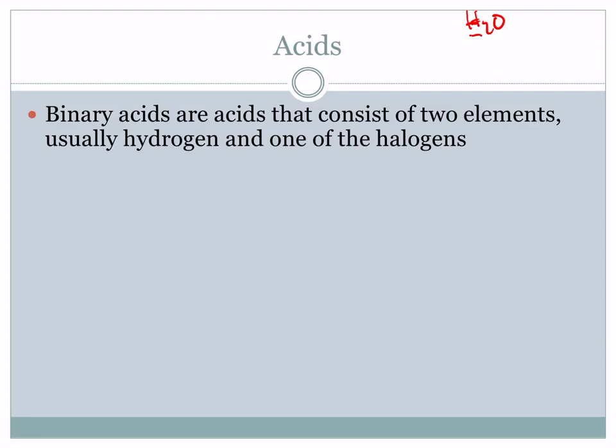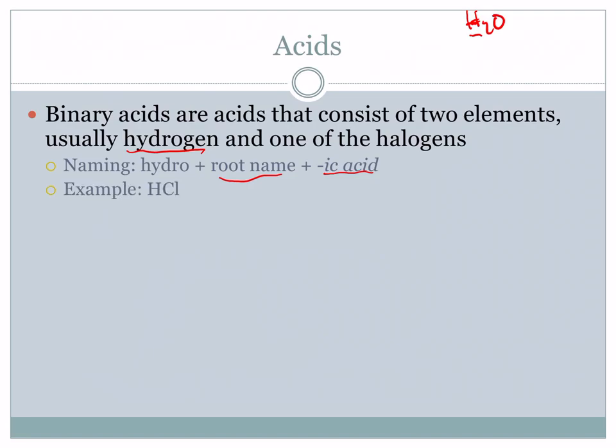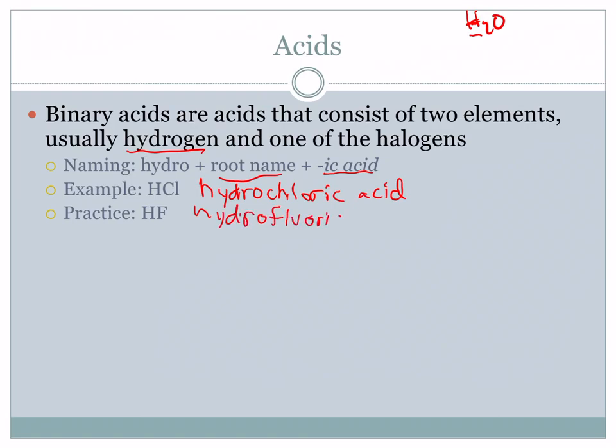All right. So we have binary acids, and these are two elements. It's typically hydrogen and one of the halogens. The way that we name them is we say hydro, referring to that hydrogen, then the root name of the other element, and then ic acid. So for example, if we have HCl, we say hydrochloric acid, the chlor referring to the chlorine. All right, give this a try with HF. You should have gotten hydrofluoric acid.